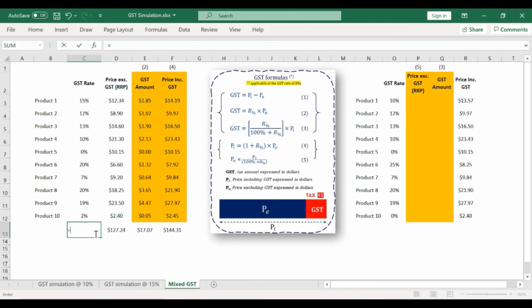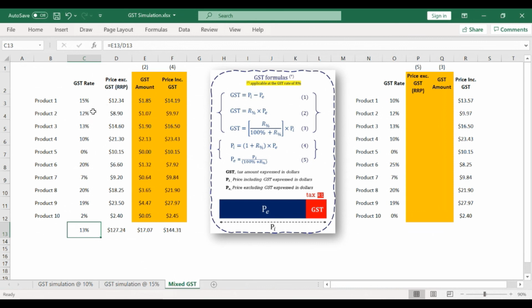So if you simply come here and type equal, which is equal to the GST amount, and that is equal to E13, and we divide it by cell D13, we get 13%. So really 13% is the average GST rate. So in other words, in this specific country, although there is a mix of GST rates, most of the products are skewed towards the GST rate of 13%.